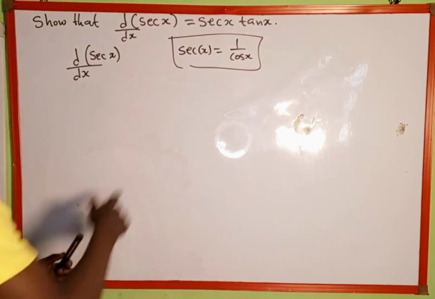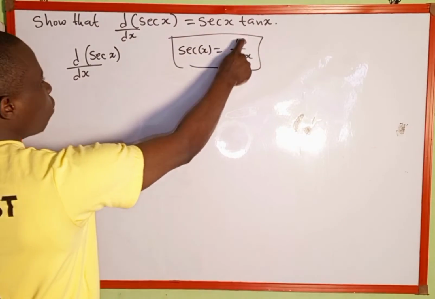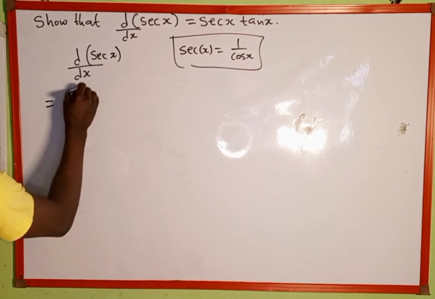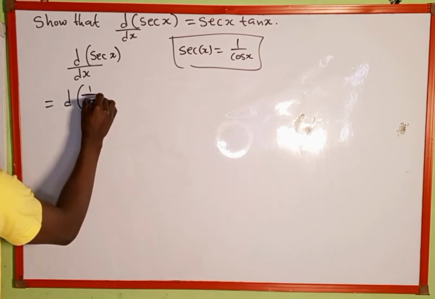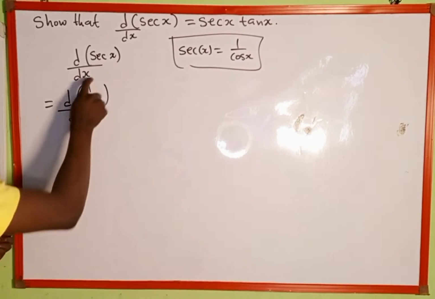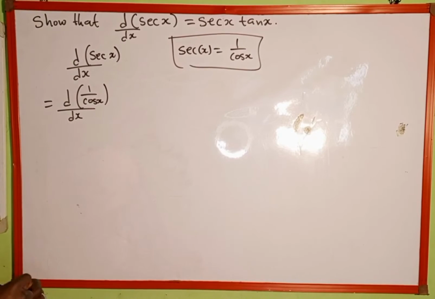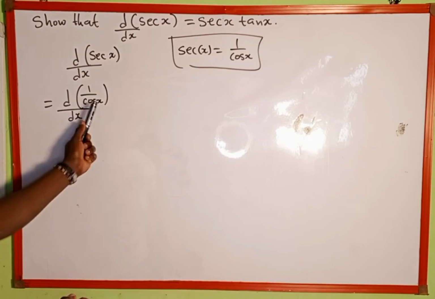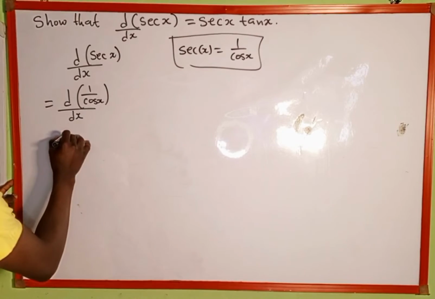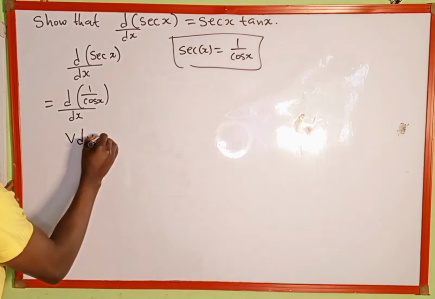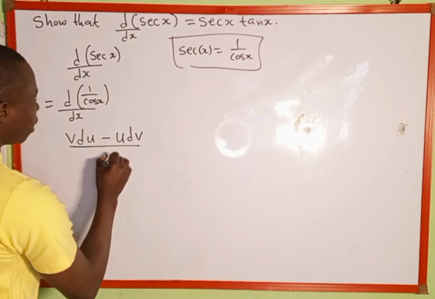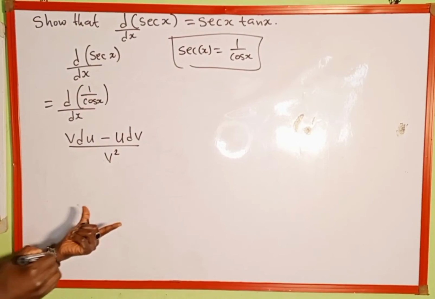The next thing we're going to do is to replace sec x with 1 all over cos x in this function. So this is going to be equal to the derivative of 1 all over cosine x with respect to x. Now we're going to differentiate 1 over cos x with respect to x. Recall that this is a fraction, so we're going to use the quotient rule. The quotient rule formula is v du minus u dv, all over v squared.